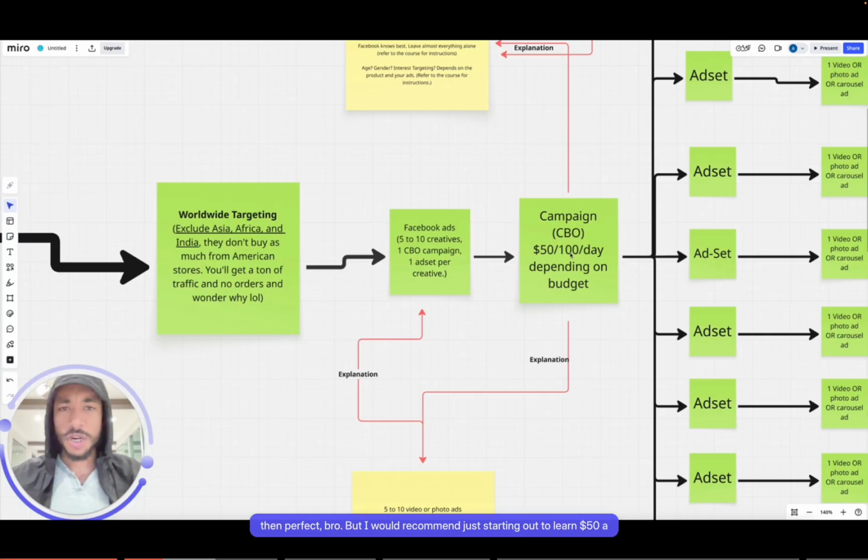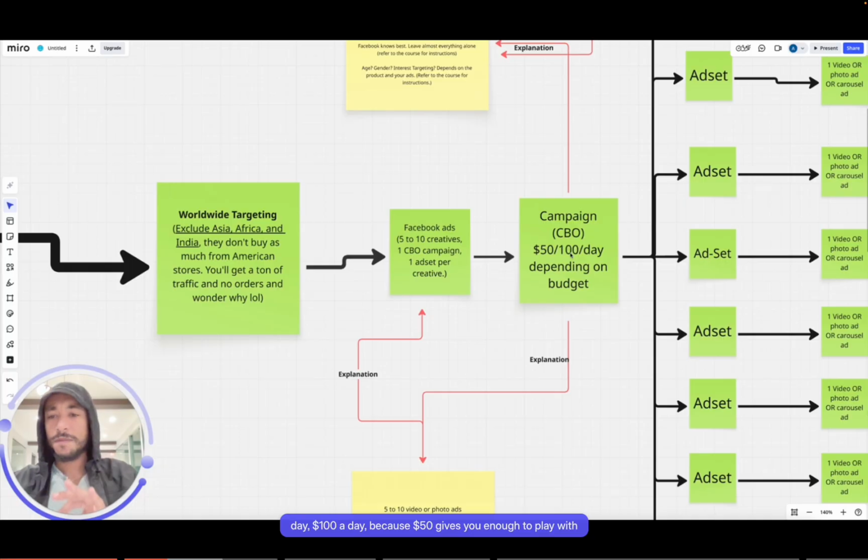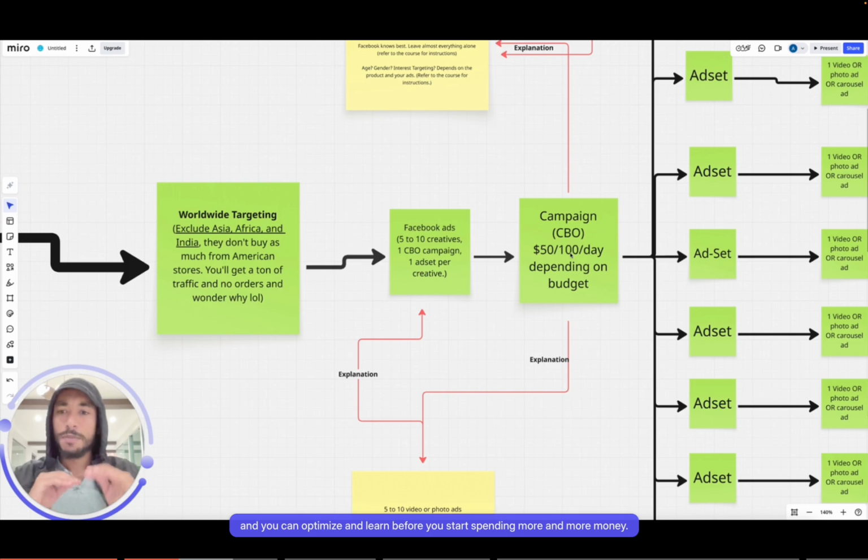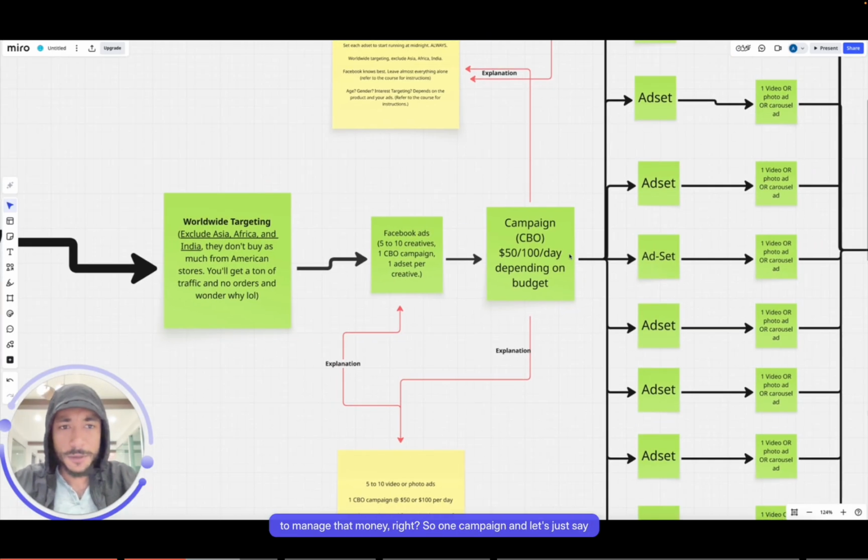But I would recommend just starting out to learn with $50 a day, $100 a day, because $50 gives you enough to play with and to also learn. So you can make sales with $50 a day, but you can also see what that $50 is doing every day, how it's being spent, how it's working for you, and you can optimize and learn before you start spending more and more money. Because if you were spending $100 or $200 a day and you're trying to learn at the same time, you're going to have a really hard time trying to manage that money, right?